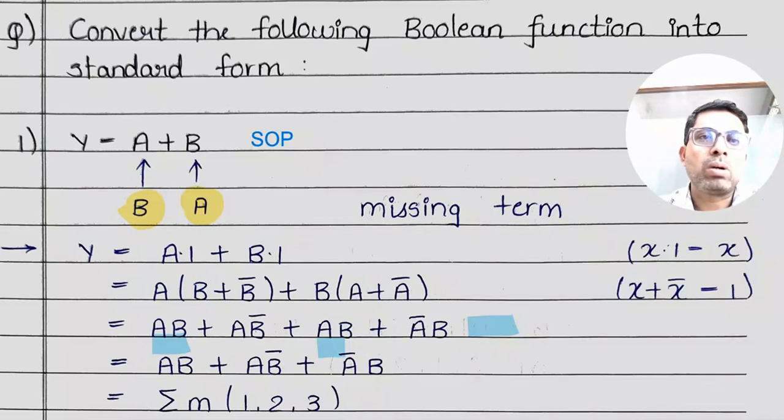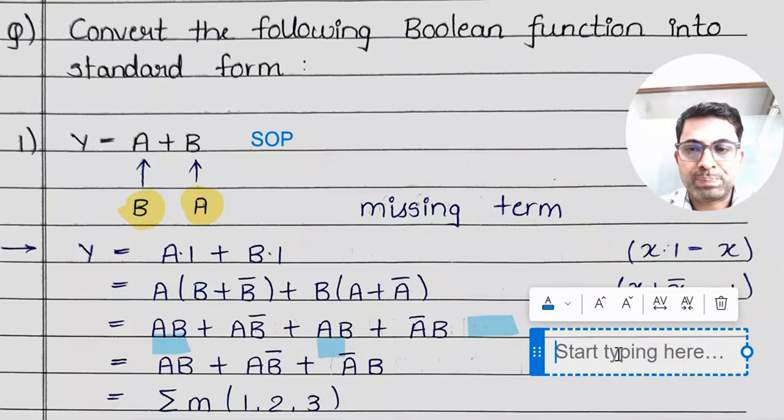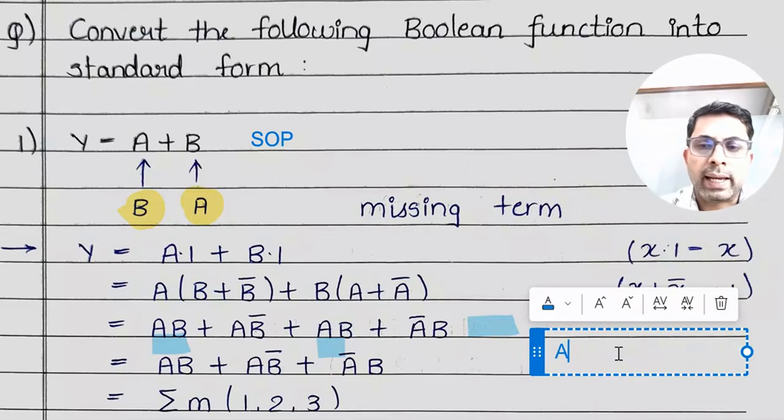Again, you know one Boolean law: AB plus AB we can write as AB, or in another way, A plus A is equal to A. So what do we write for AB plus AB? We write it only once. And A into B bar is as it is, plus A bar into B is as it is.